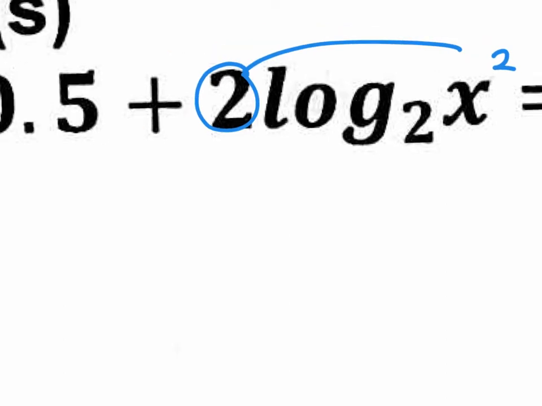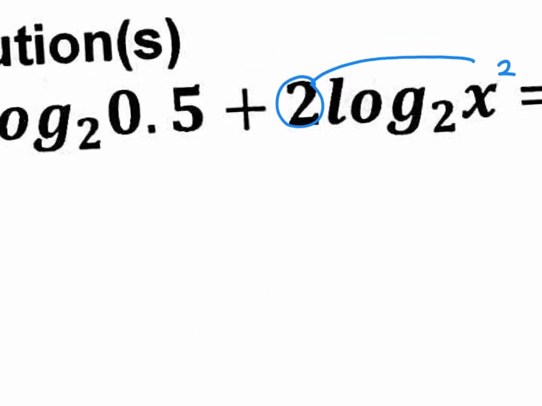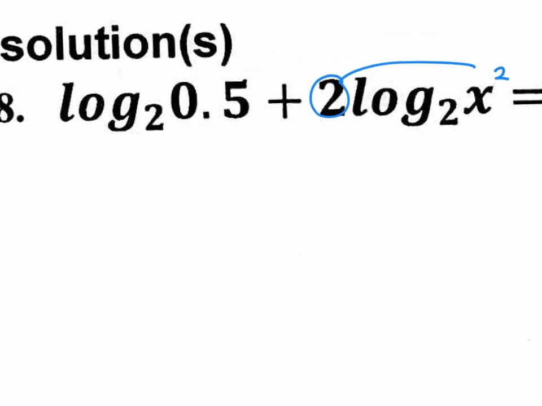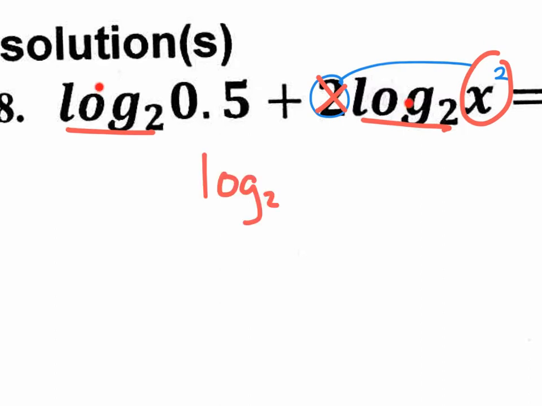And then after that, I'm going to look at my left side of the equation, and I do have a log base 2 here and a log base 2 here. Let's forget about this 2 because it's now an exponent of x. So we have log base 2 on both of them. I'm going to condense them to become one single log base 2. So this log and this log became that single log base 2.